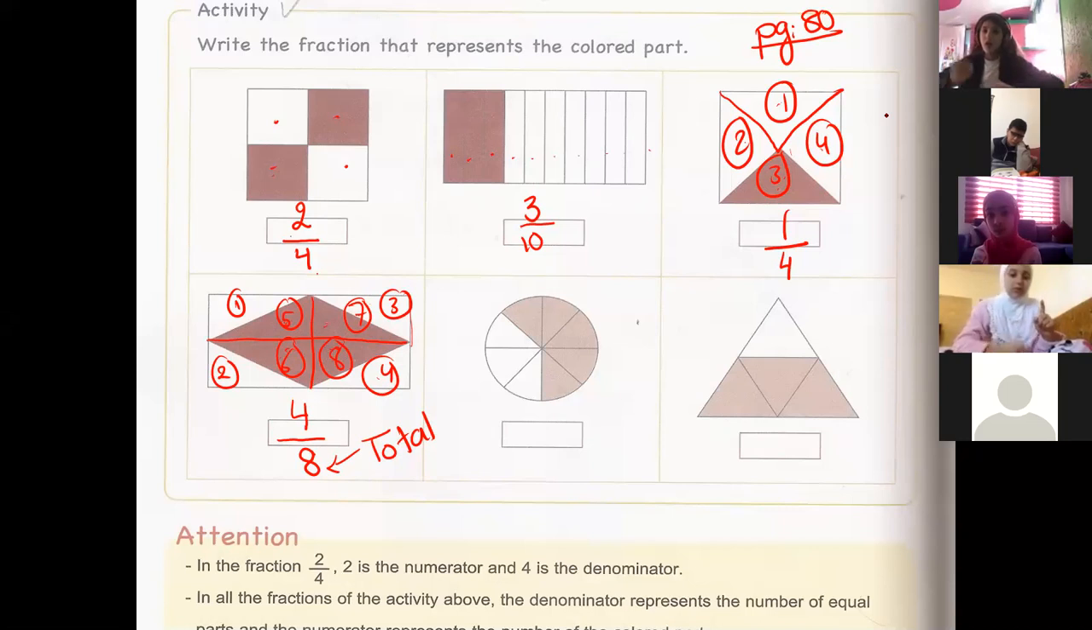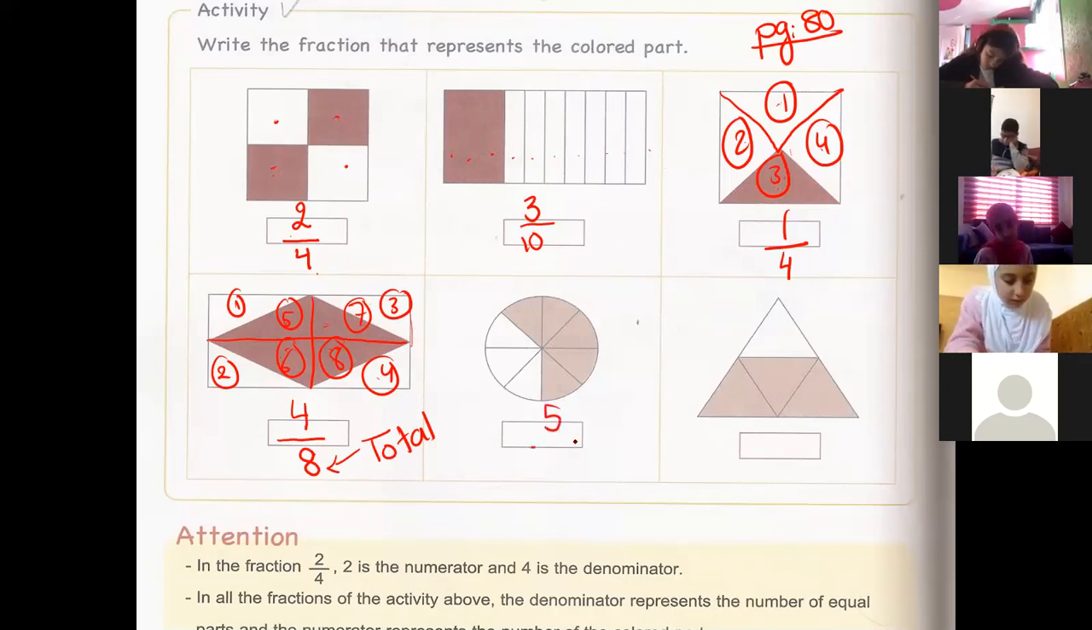The colored shape. Colored part. And down. Of the total. The total number. Excellent, Amal Fakir. Yalla, Amal. How many parts did I color? 1, 2, 3, 4, 5.